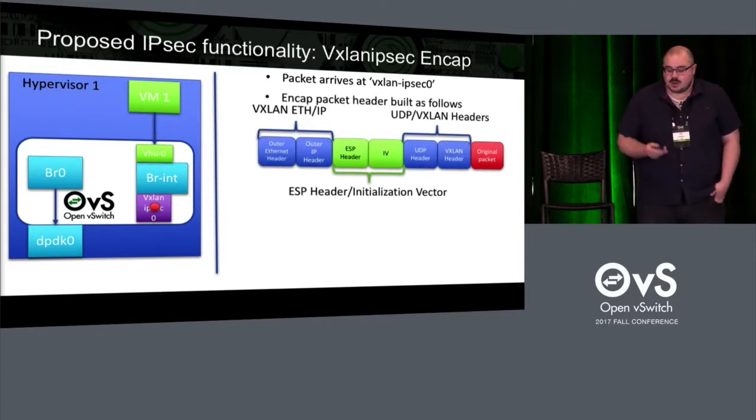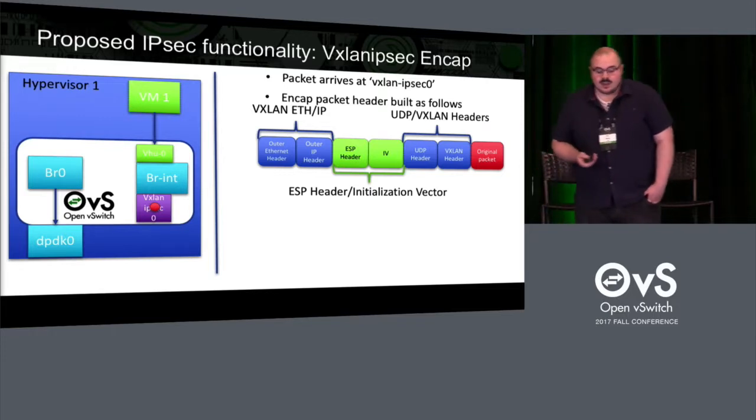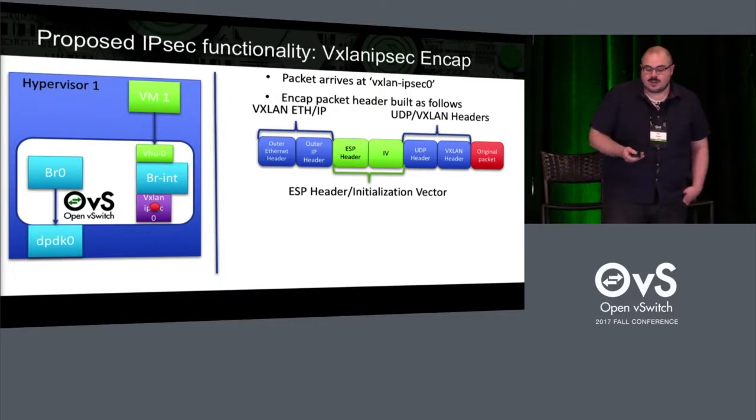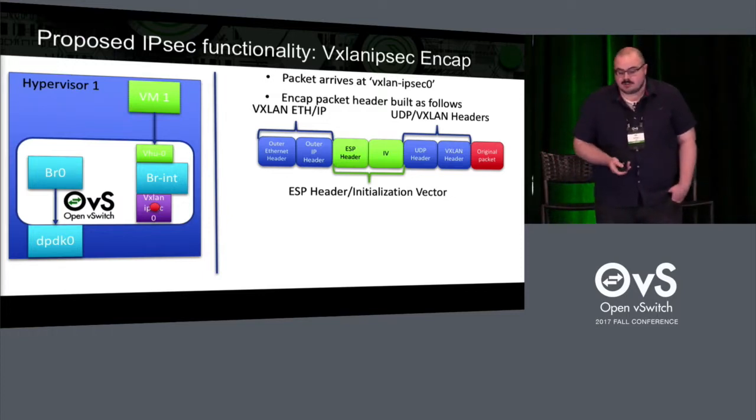And when it arrives, we have to do two operations. First, we need to actually encap for the VXLAN ETH IP. So you can see we're adding an outer Ethernet header and an outer IP. We then add our ESP header and our initialization vector. That's cipher dependent really on IPsec, but these are the headers you have to add at this stage. And then just after that, we put in our UDP and VXLAN headers. So it's VXLAN over IPsec in this case, slotting in just after the outer IP header, but before the UDP header.